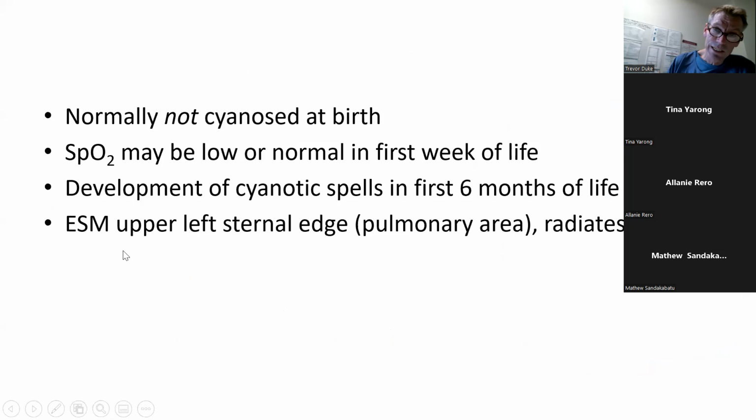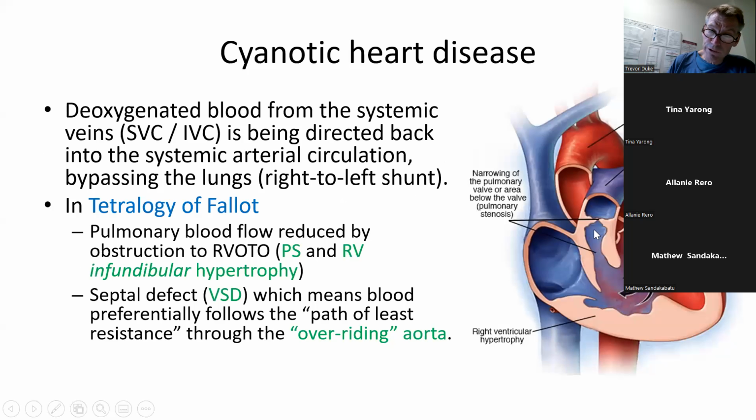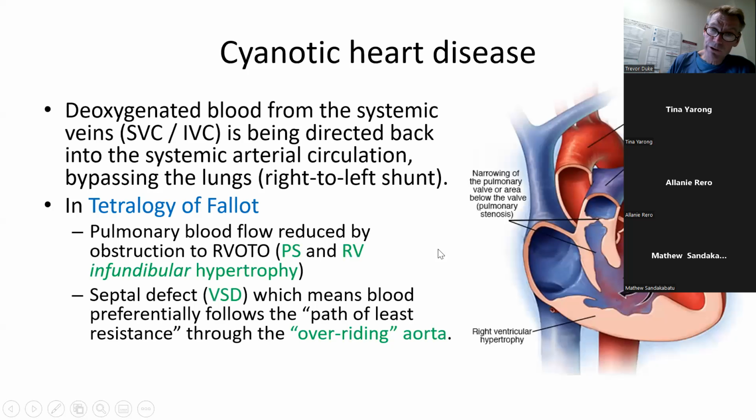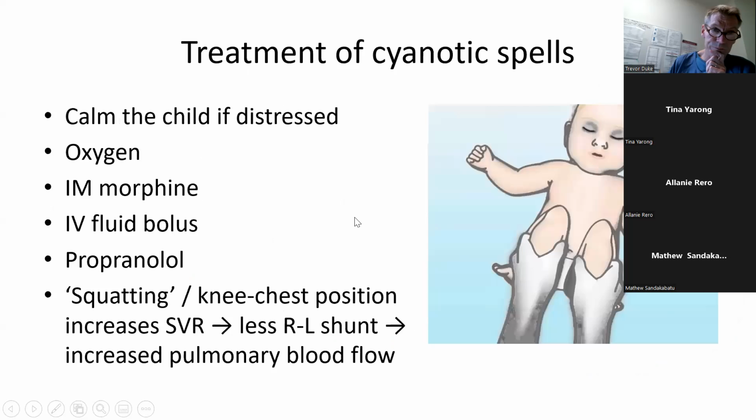And they have an ejection systolic murmur at the left sternal edge, typically the upper left sternal edge, that radiates to the back. That murmur is the blood flowing through the stenosed pulmonary valve. They have less blood going through because some of the blood goes directly out the VSD and into the aorta, but some blood goes through the pulmonary valve, and that causes the murmur that you hear. You don't actually hear a murmur of a ventricular septal defect in tetralogy of Fallot. Typically, you just hear the ejection systolic murmur in the pulmonary area.